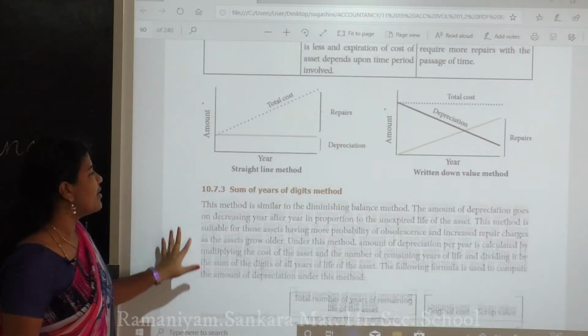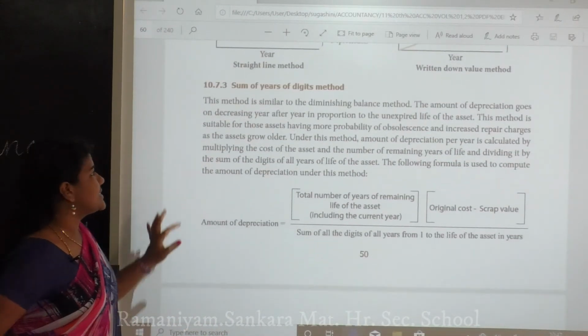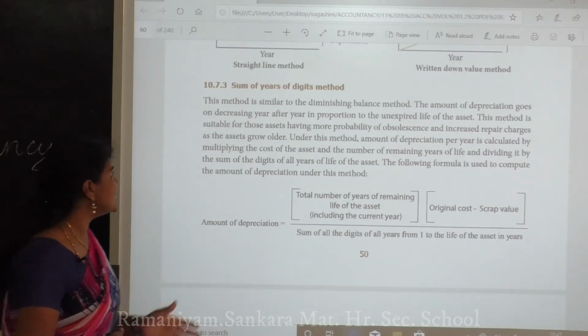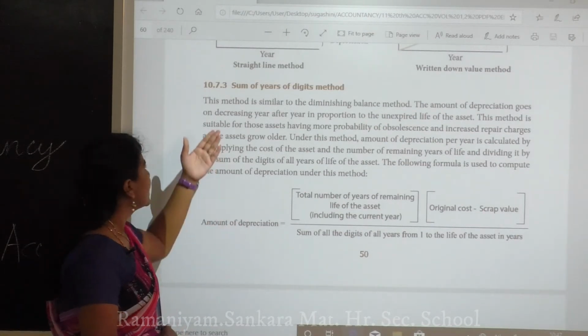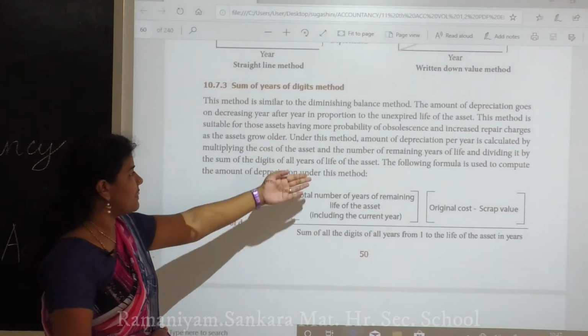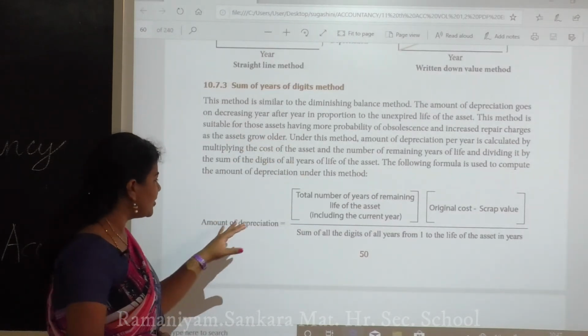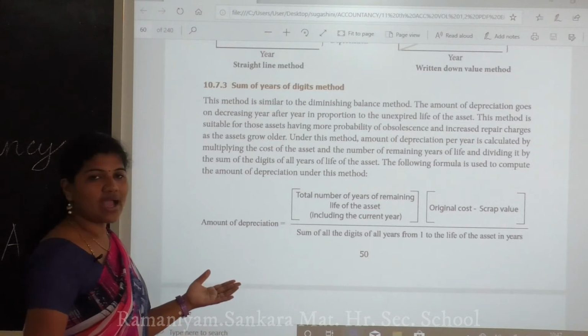Next is the sum of years of digits method. So what are digits? Sum of years of digits method. So look here, amount of depreciation. How do we have to calculate this amount?